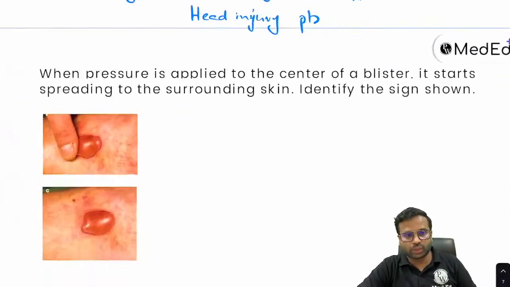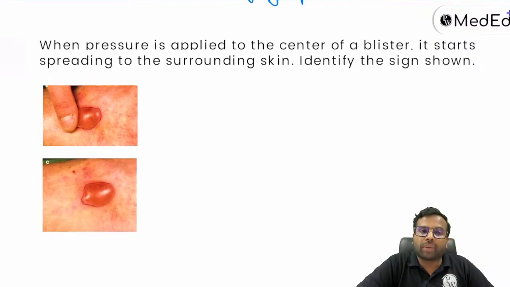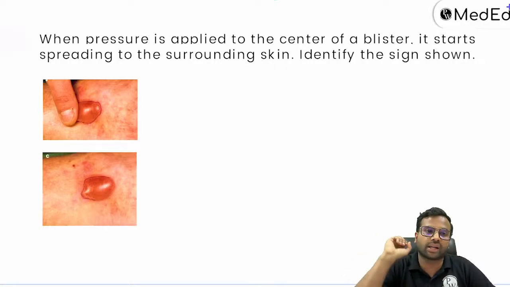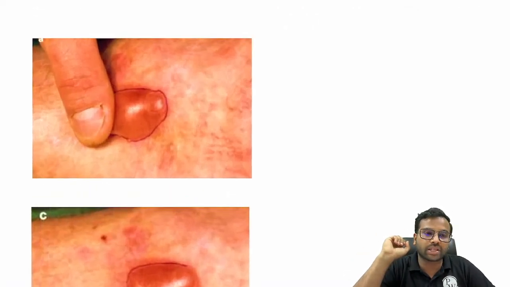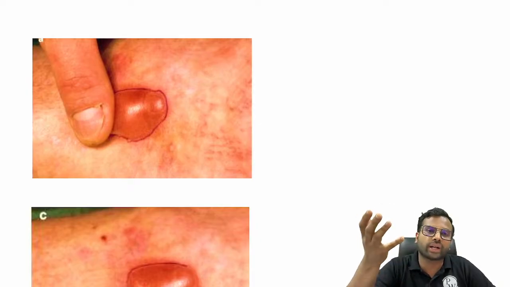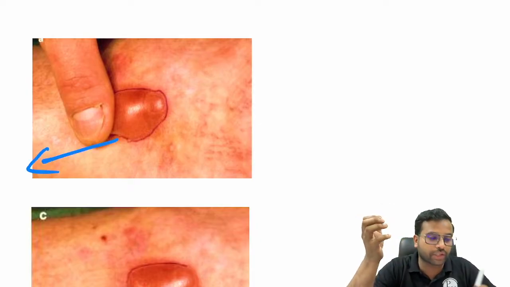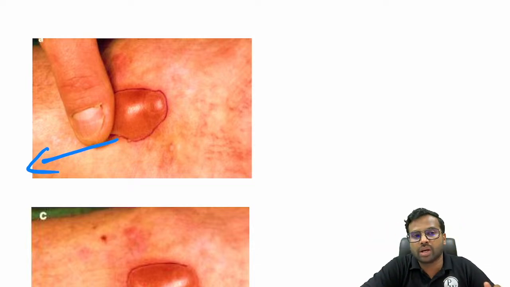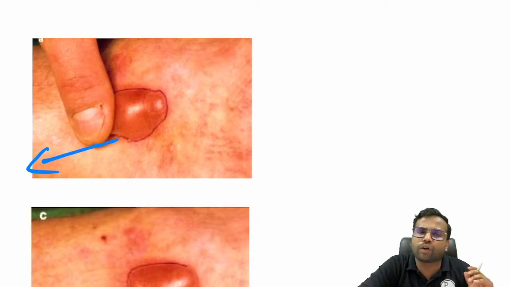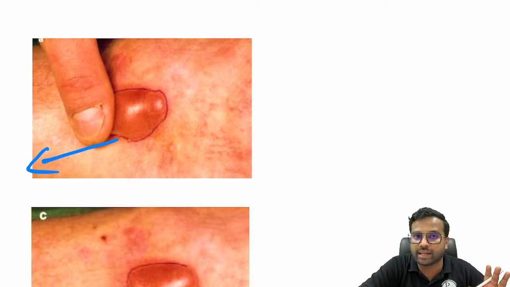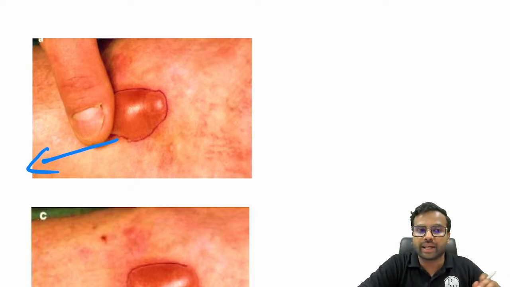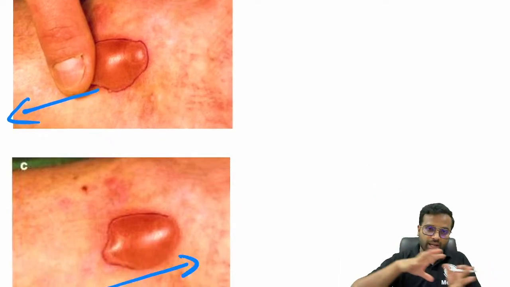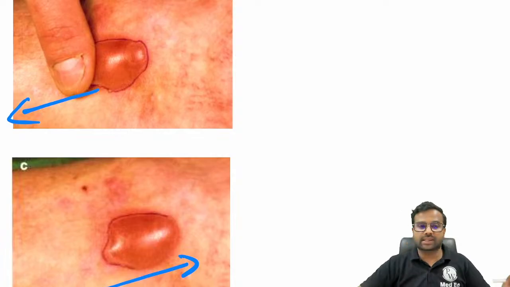So now going to the next one. When pressure is applied to the center of a blister, it starts spreading to the surrounding skin. Just see this image. When I am applying pressure, what was happening earlier? When I was applying tangential pressure over the skin, the bulla or the skin was getting peeled off. And what is happening here? When you are applying pressure, the bulla is not breaking easily, which means it's not a flaccid bulla. Instead, the bulla is moving in the direction of the pressure. It is moving ahead.